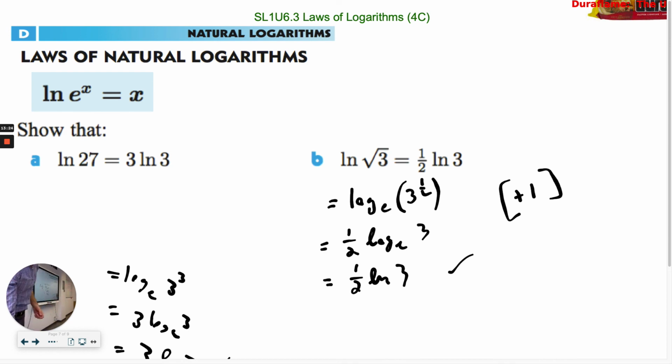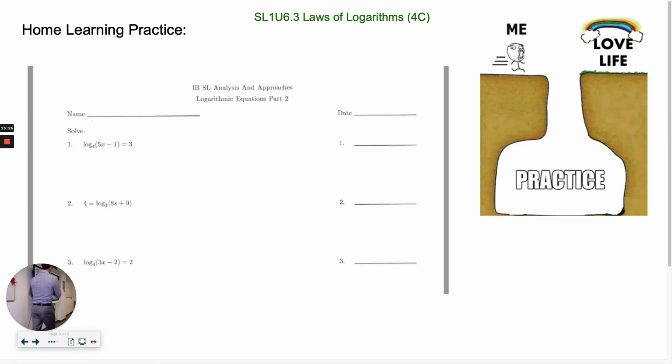Cool. Questions, comments, concerns? There's a log equations in your packet. Aim for that. Spiral review. Also, if you would like a new one, you can just work on that one, or tomorrow I'll switch you out.